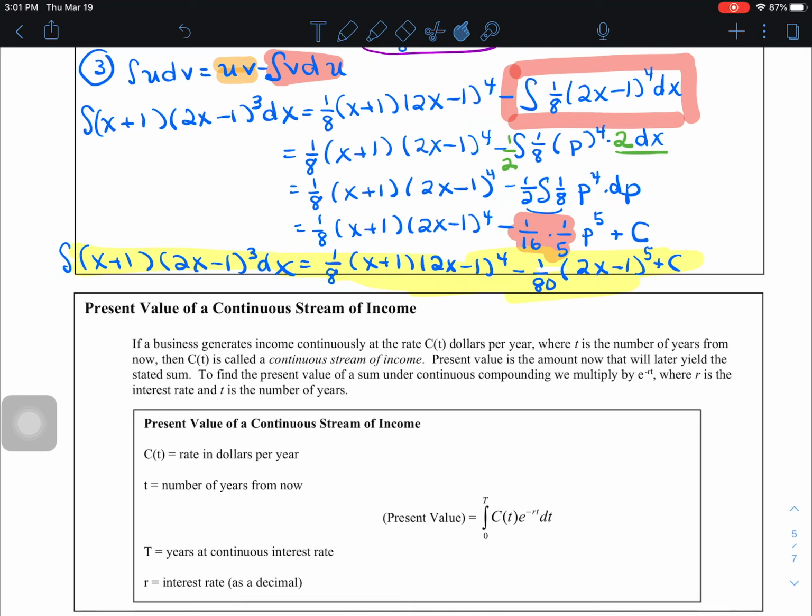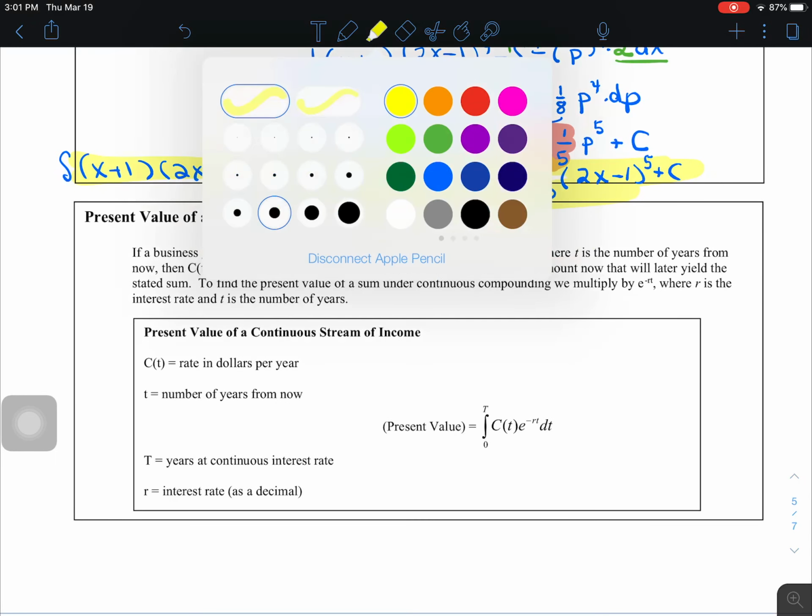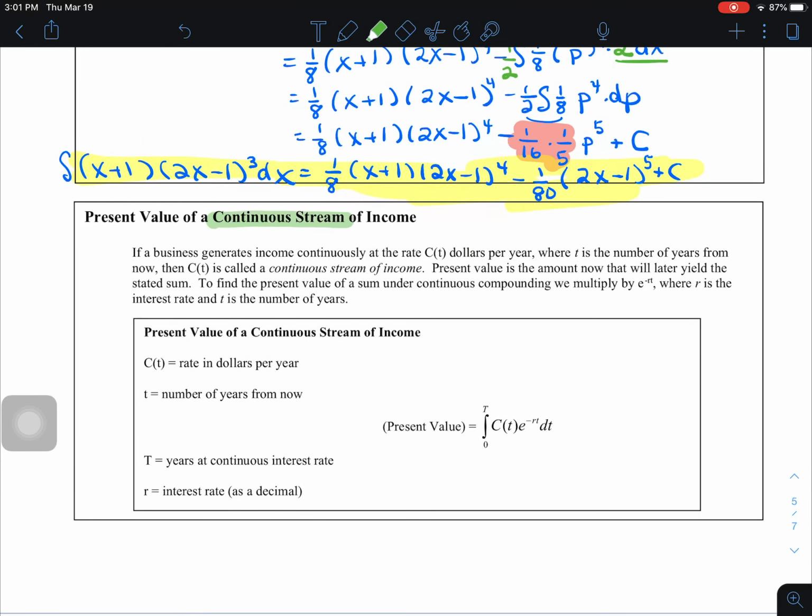Okay, so the last example that we're looking at to close out this section in this notes page, it's a word problem. Not quite as involved as that one that we just looked at, but the idea with this word problem is it's looking at something called a continuous stream of income, and this is what people generally try to do whenever they have retirement. They want to invest money now when they're younger, so that later they can live off of the interest that's created by that amount of money.